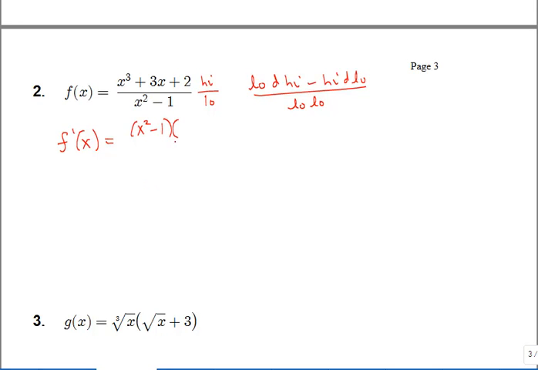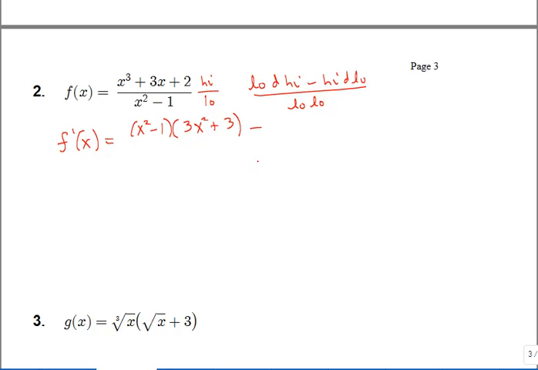Then I need to multiply that by d high, the derivative of this numerator, which again is just a polynomial, so I'm going to be using power rules. The derivative of the x cubed becomes 3x squared plus the derivative of 3x, well, the 3 stays there and the x goes to 1, and then the derivative of the plus 2 goes to 0 because it's a constant. So there's my low d high.